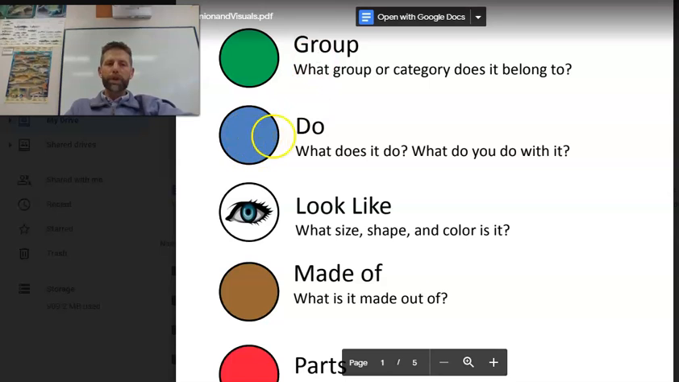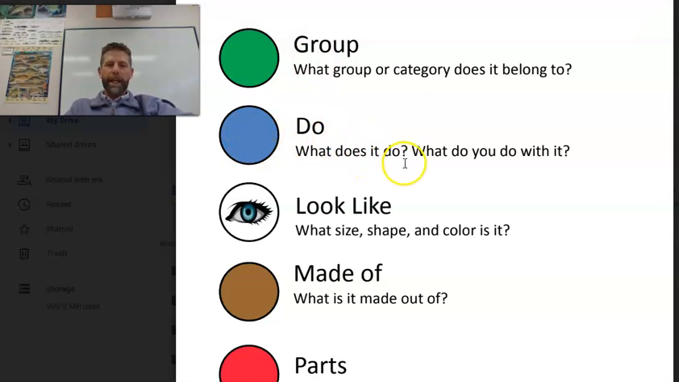Next we have blue, do. What does it do or what do I do with it? So if we go back to spoon again, what does it do? Well, it scoops things. What do I do with it? I eat with it. Hammer, what do I do with it? I pound things.